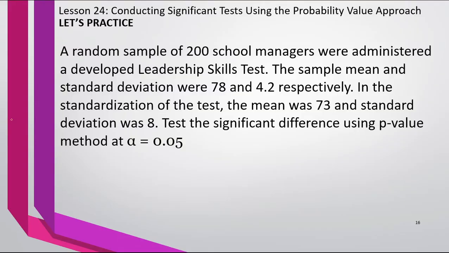So, yan. A random sample of 200 school managers were administered a developed leadership skills test. The sample mean and standard deviation were 78 and 4.2 respectively. In the standardization of the test, the mean was 73 and the standard deviation was 8. Test the significant difference using p-value method at alpha is equals to 0.05.